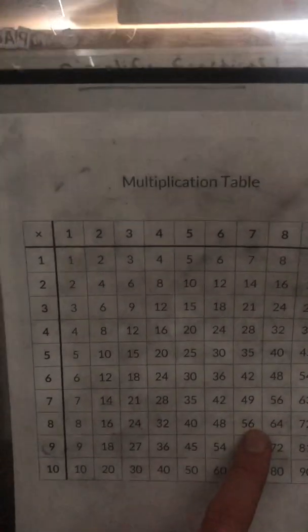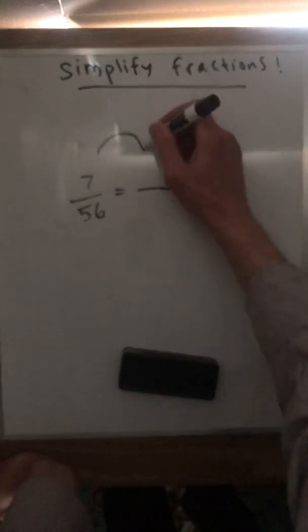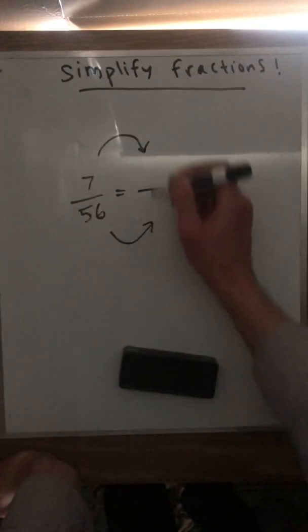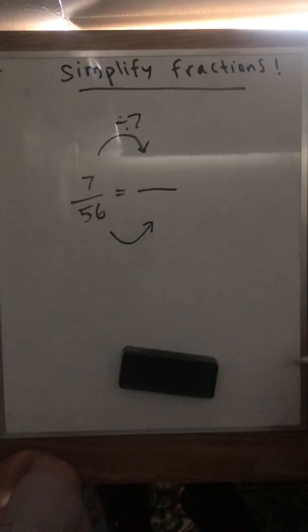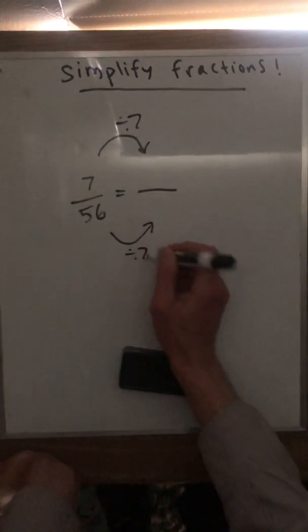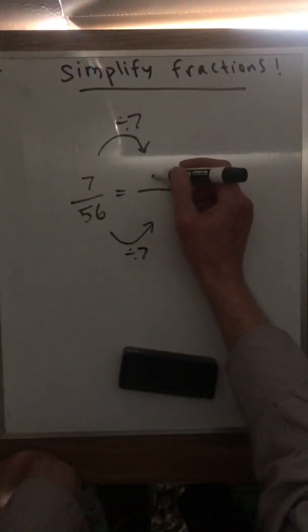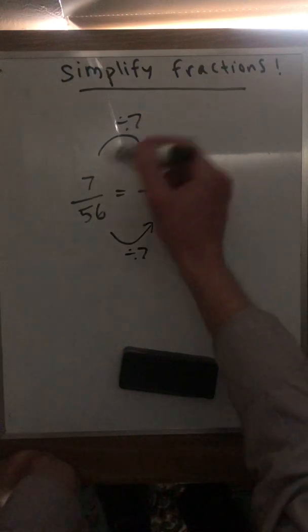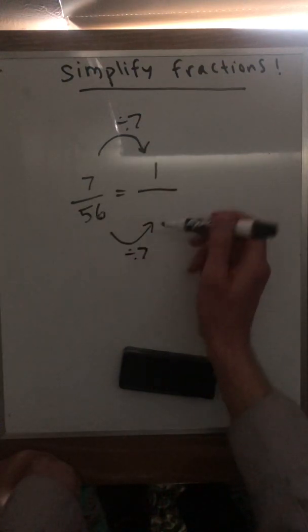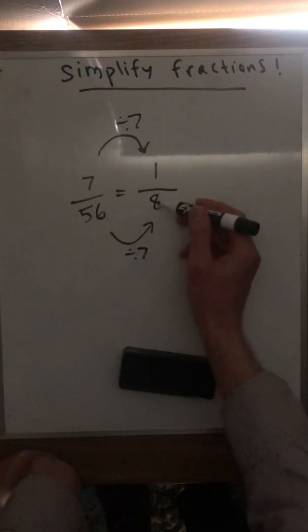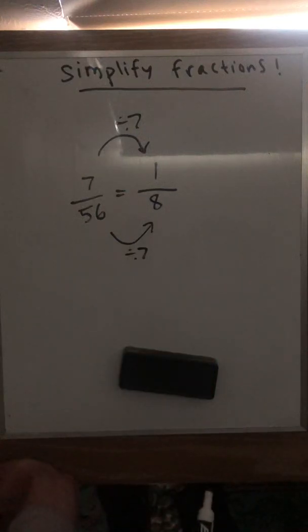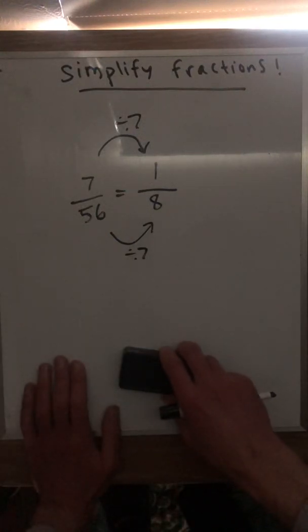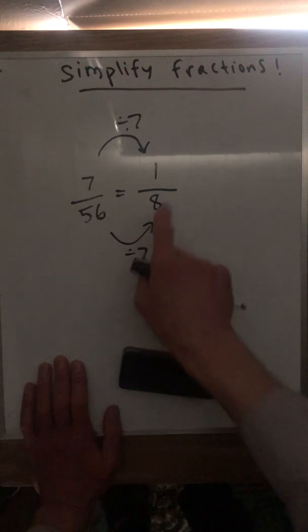So I know for a fact that I can divide both numbers by 7 because 7 goes into 7 and it goes into 56. So let's divide them both by 7. And then I think we'll just be done at that point. 7 divided by 7 is 1. 1 times 7 is 7. 56 divided by 7 is 8. 8 times 7 is 56. So we just solved it. 7/56 is 1/8.